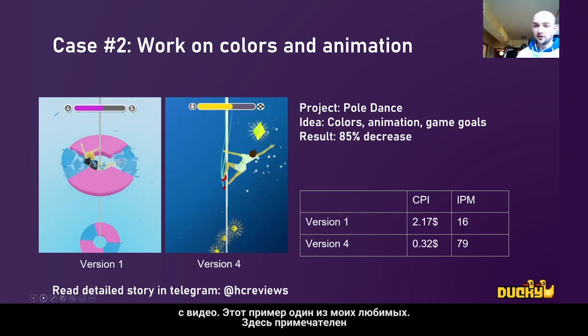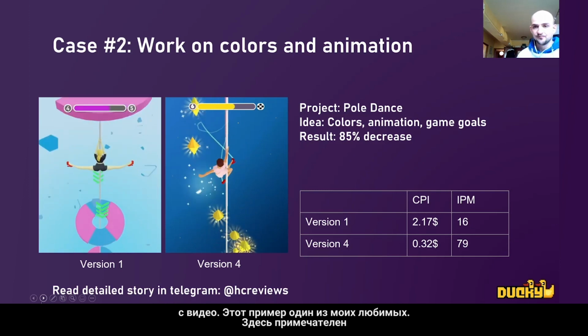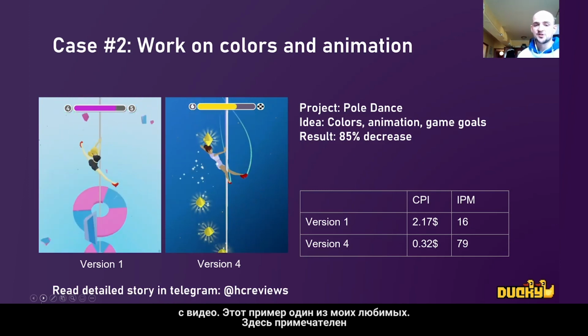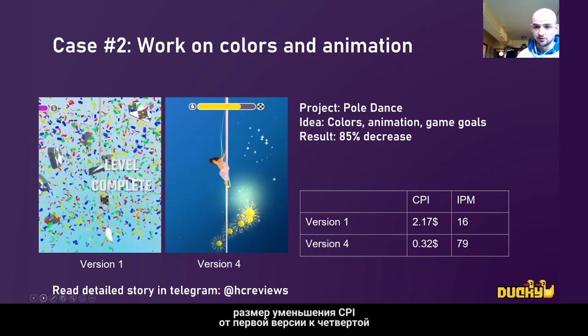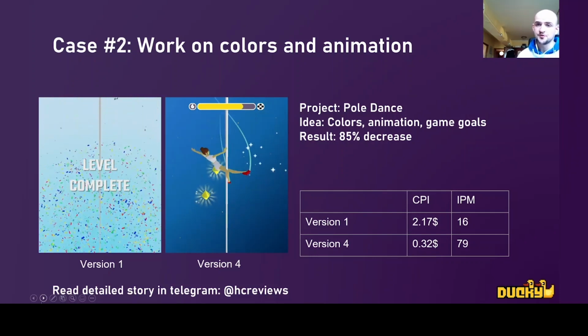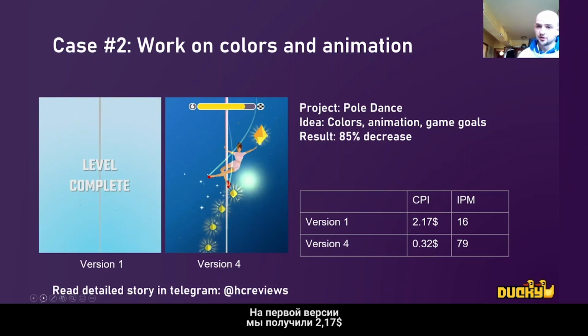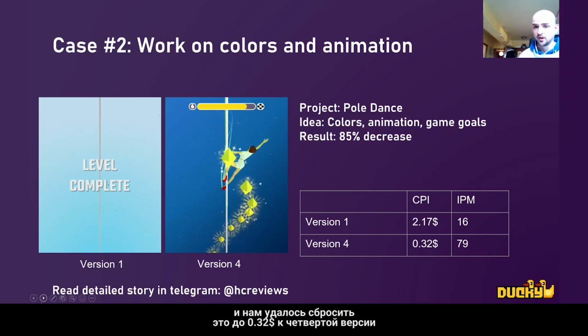This case is one of my favorite cases. It's an astonishing percentage of decrease from the first version to the fourth version. We had $2.17 at the first one, and we managed to drop it to $0.32. And we did it mostly by working on colors and animations, which is a common strategy.